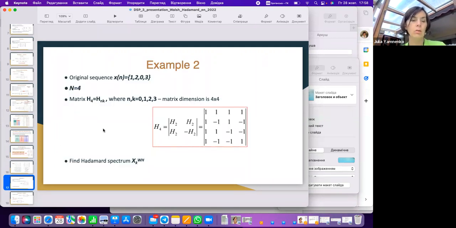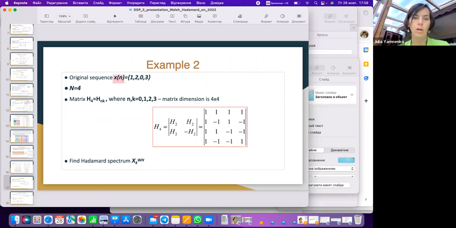And here, the last 2 slides are devoted to the Hadamard method. It's example number 2, and the initial signal x from n is the same, as you can note. It's 1, 2, 0, and 3. It's the same as it was in example 1 in this presentation, where we used the Walsh method.